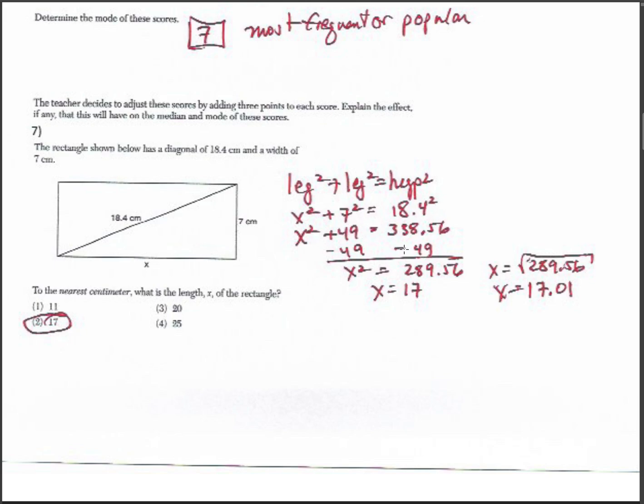So x squared plus 49 equals 338.56. Thank God for calculators. Subtract 49 from both sides. X squared is 289.56. Square root that, I get 17.01, but to the nearest centimeter, it would be 17.